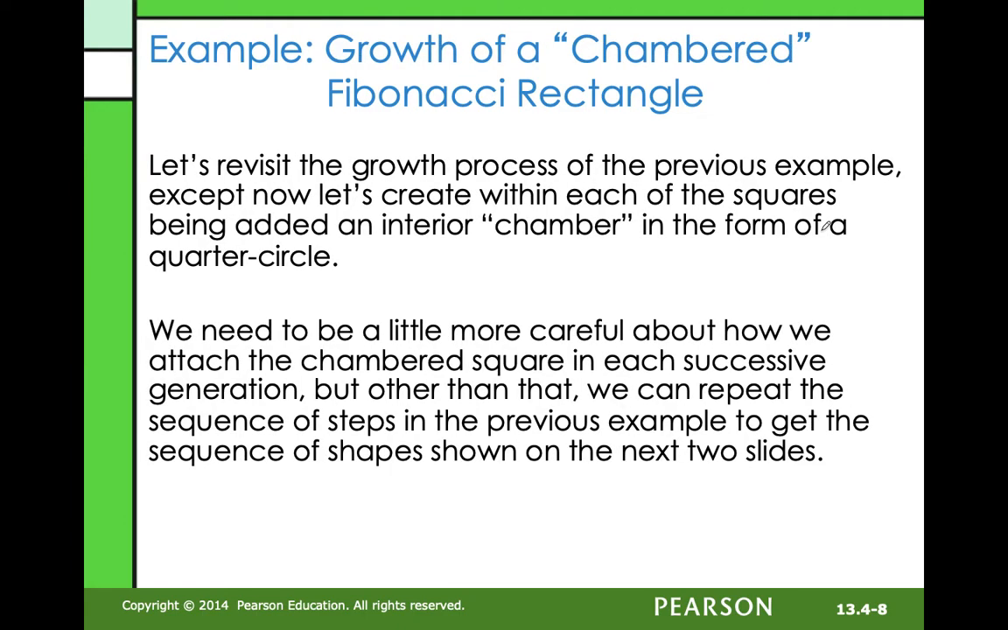Let's revisit the growth process of that previous example, except now let's create within each of the squares an interior chamber in the form of a quarter circle. So we're going to add an additional feature. As we build our squares, we're going to be adding in a quarter circle that's going to connect two different corners. Again, there's probably a better picture on the following slides, but this gives you the idea of what's going to happen. When you add the next square, we're going to continue that, and we'll be able to see more clearly on the following slides how that's going to work.